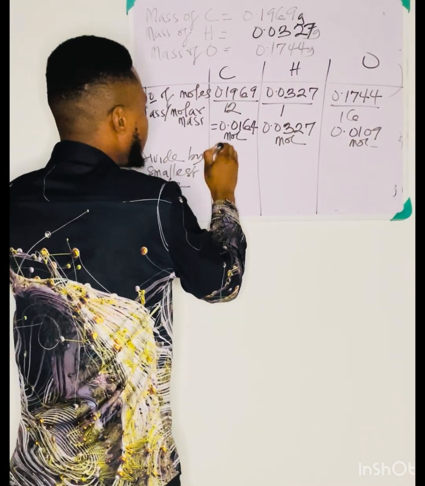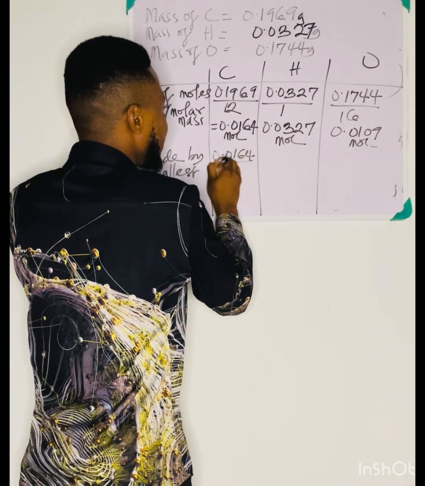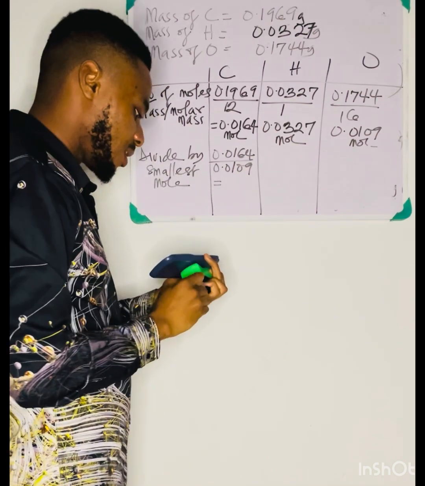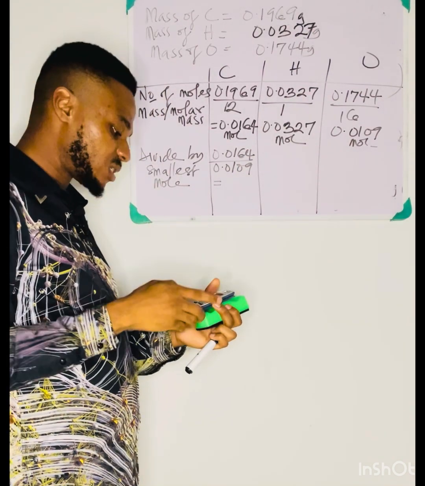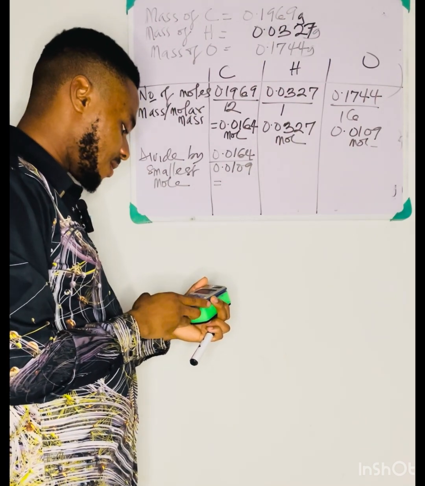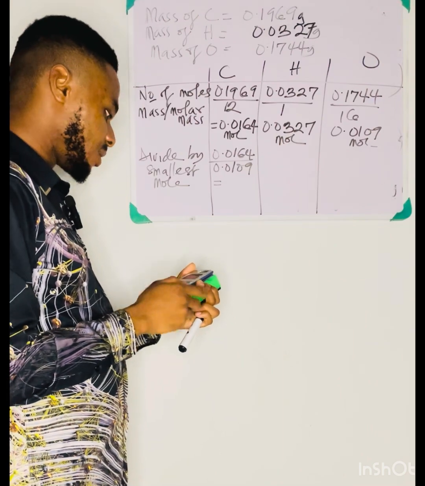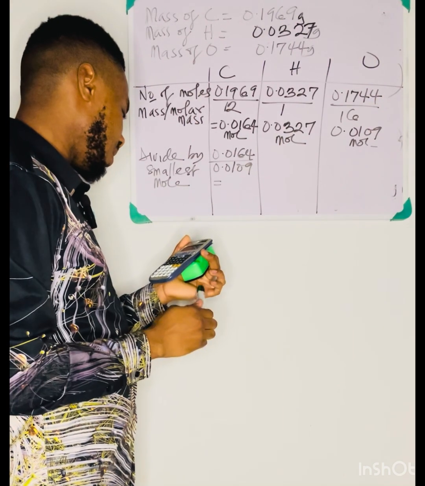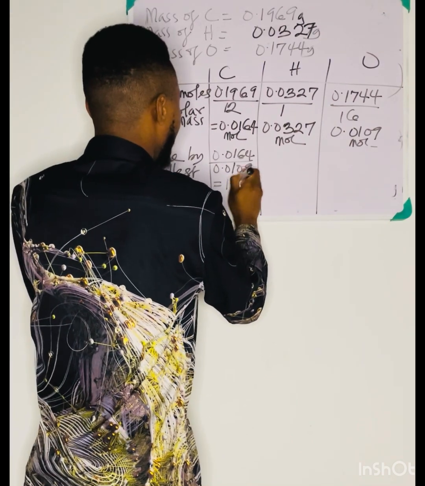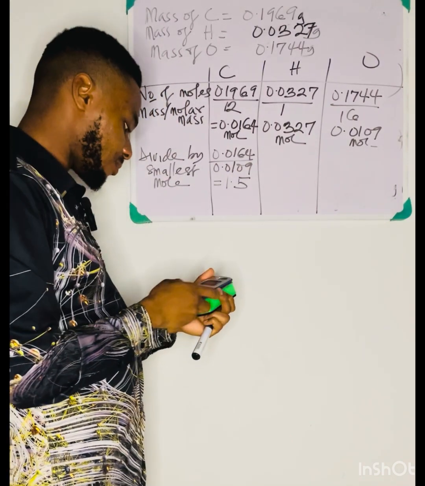All right, so if we divide 0.0164 by 0.0109, let's do that together. This is the technique you must always apply. 0.0164 divided by 0.0109. Okay, so we have 1.5.